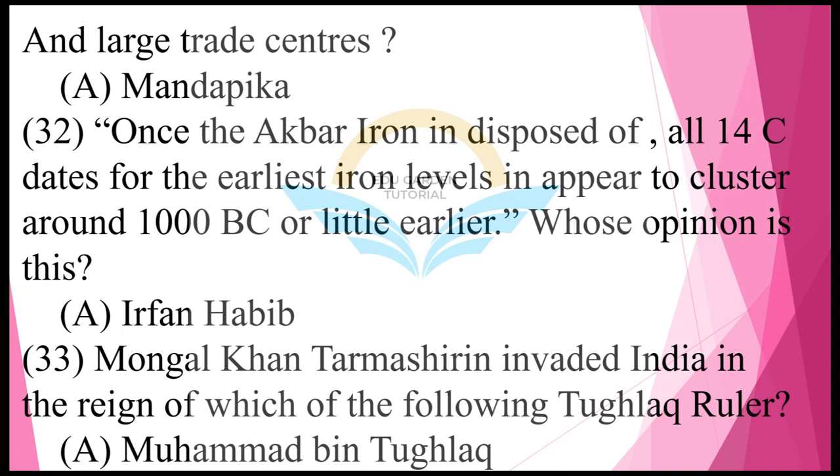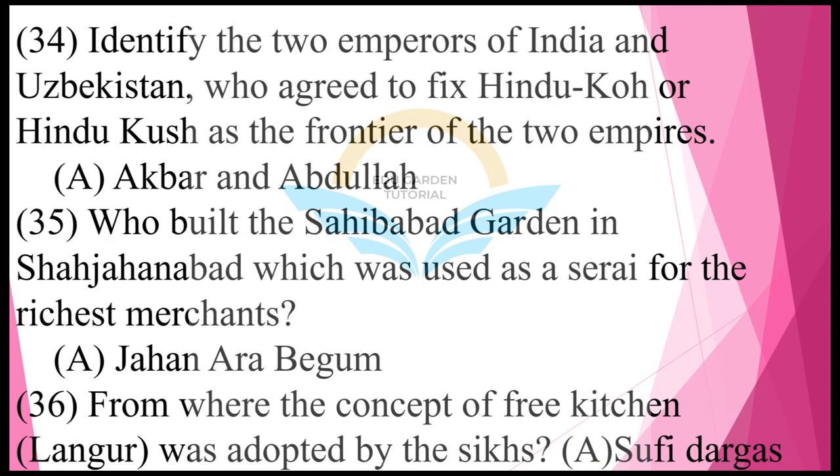Question number 34. Identify the two emperors of India and Uzbekistan who agreed to fix Hindu Kush as the frontier of the two empires. Answer is Akbar and Abdullah.